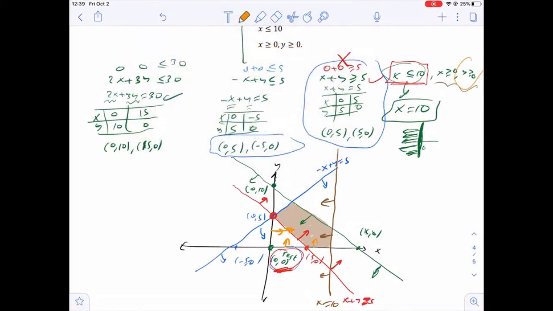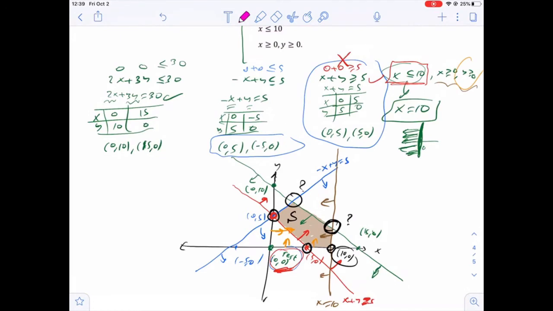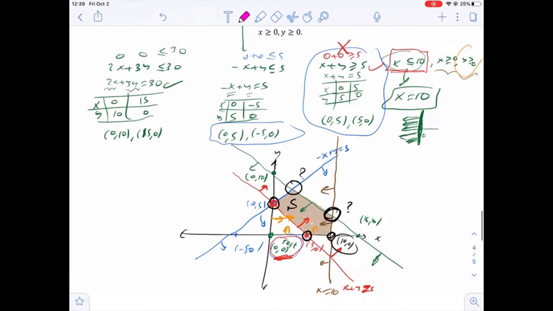After determining the region, we need to determine the corners. What are the corners? We have (0, 5), we have (5, 0), and since this line is x equals 10, we have (10, 0). So we know these. But we don't know this point and we don't know this point. We have two unknown points, so we need to solve the systems related to those two points.